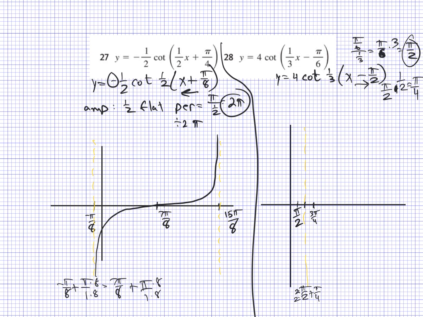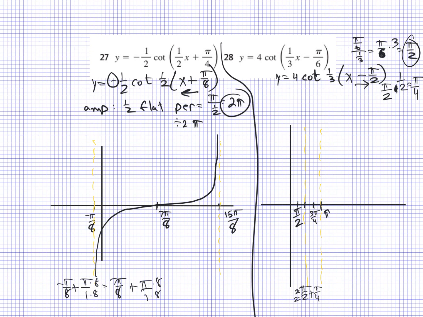Okay, and that's 1 pi over 4 away from our pi over 2 asymptote. And then another pi over 4, which is going to be right here. That'll be pi. So our distance from pi over 2 to pi is still pi over 2. That's our period.